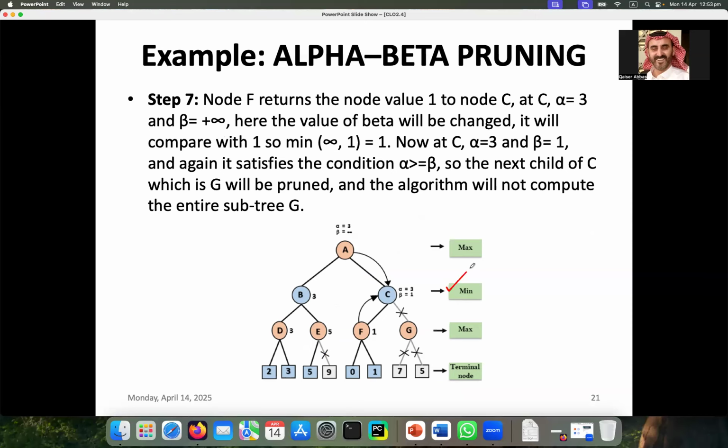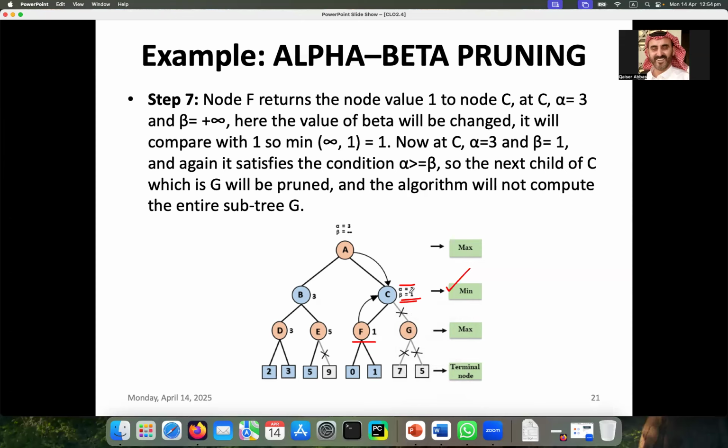Now this is the move for the min player. Max player will not accept because it has already 3. But this min will accept this 1. If it accepts this 1, then min has the variable beta. This is theoretical discussion. In the figure, the values are theoretical. In the algorithm, these values can be different, okay? If you execute the algorithm, these values can be different.